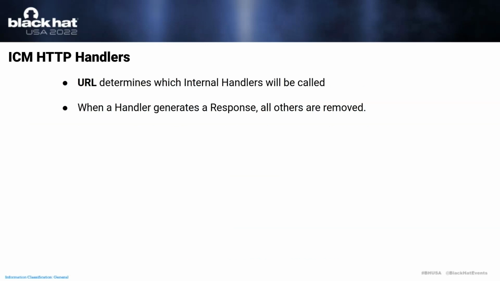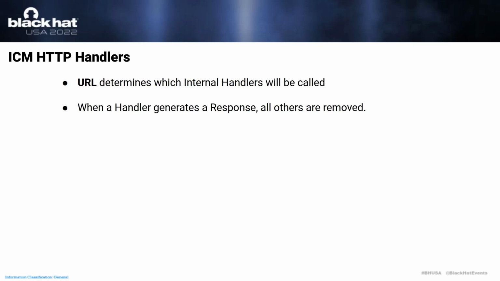But I also said that the ICM will try to resolve the request using internal handlers. So what are they? Well, when the request is parsed, the parser will actually choose which handlers should be included in a list of handlers that should be tried to resolve the request. This is going to be done by looking at the URL. So depending on this URL, some of these handlers will be included and some won't.